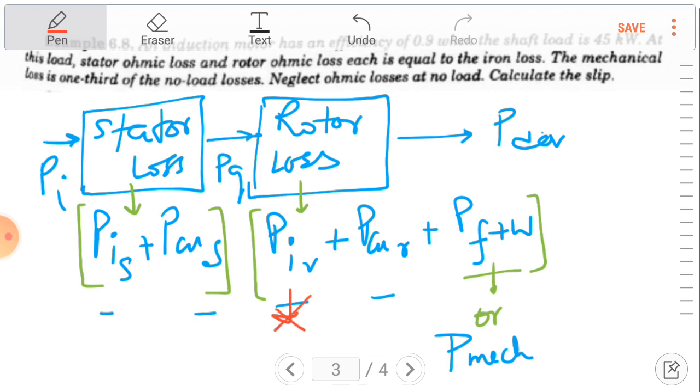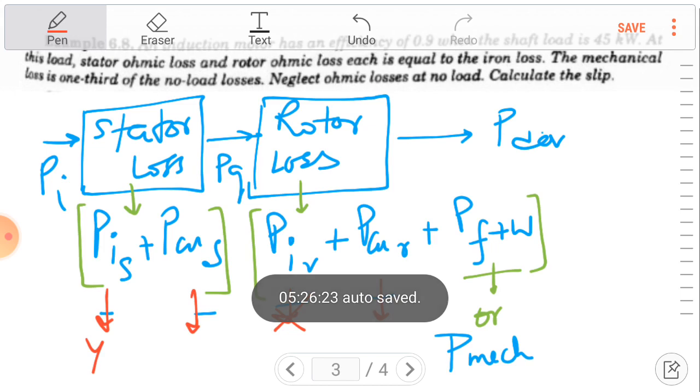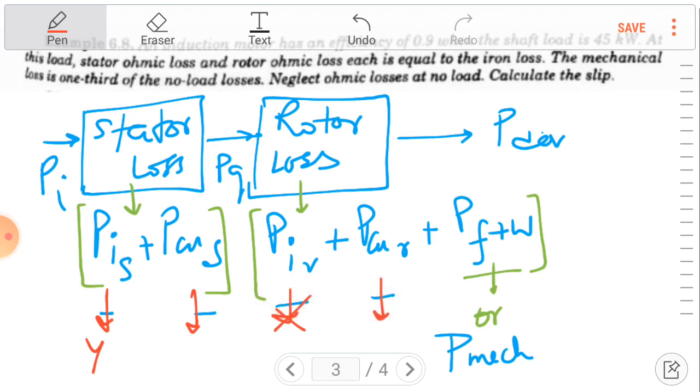It is given in the problem that stator ohmic loss and rotor ohmic loss are equal to iron loss, and the iron loss is the stator iron loss. So assume this is y. So copper loss at stator is also equal to y, and copper loss at rotor is also equal to y according to the statement. It is also given that the mechanical loss is one third of no load losses.